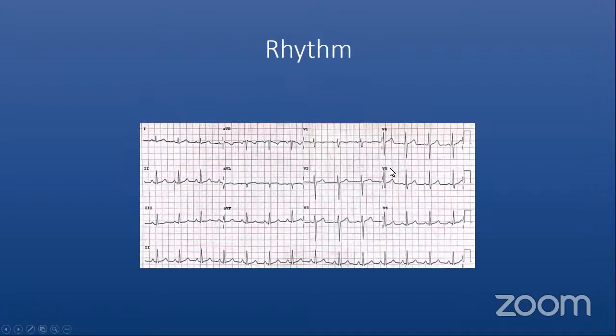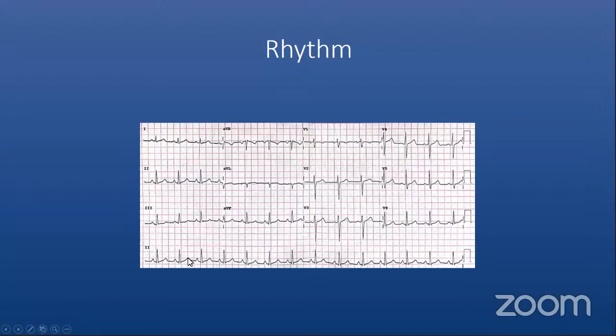Rhythm. So first you have had a look at the rate, and then you have to look at the rhythm. On looking at the rhythm, you first have to look at the RR interval. Are these RR intervals regular? Yes, these are regular. Once they are regular, then you know that this rhythm is regular, but we still haven't decided about whether it's a sinus or it's non-sinus.